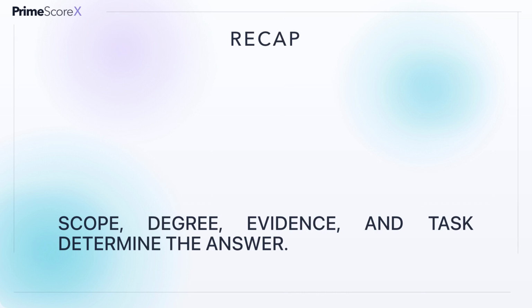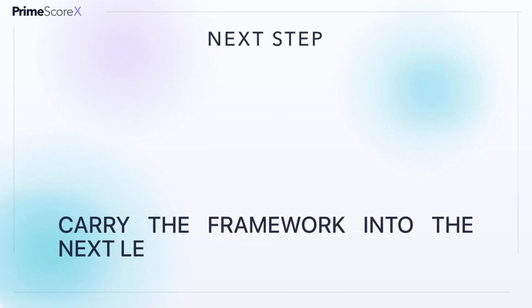The LSAT can change the topic and vocabulary, but it cannot hide the underlying reasoning if you know what relationship you are looking for. That completes explanations versus arguments. Do not confuse cause with proof.